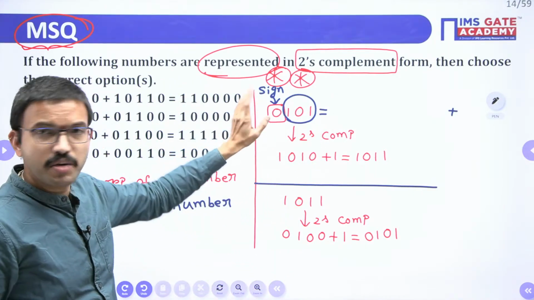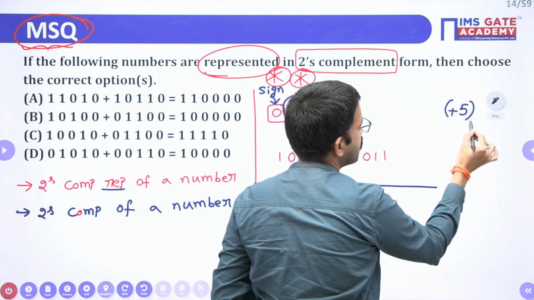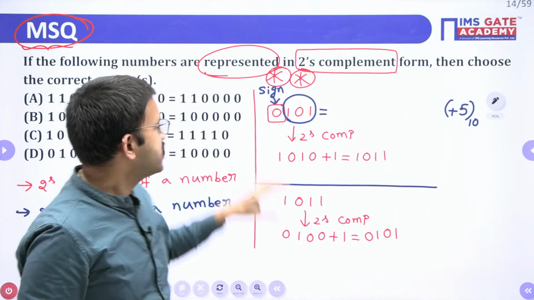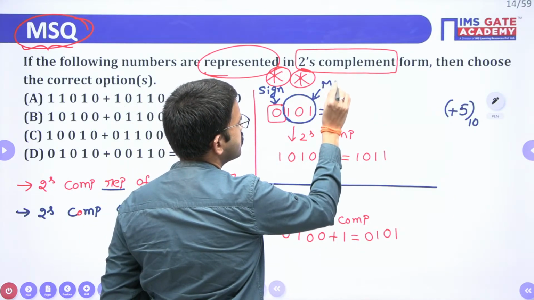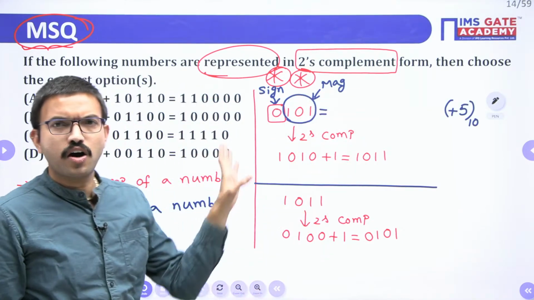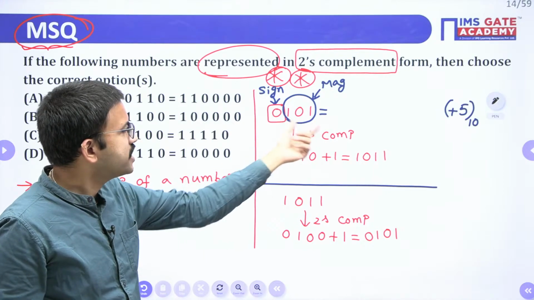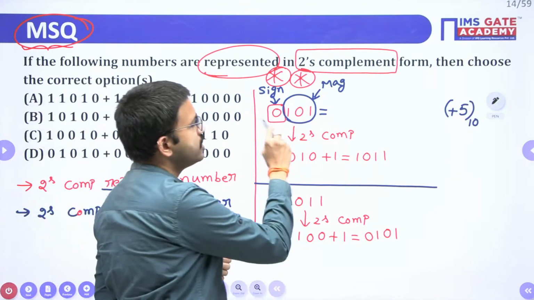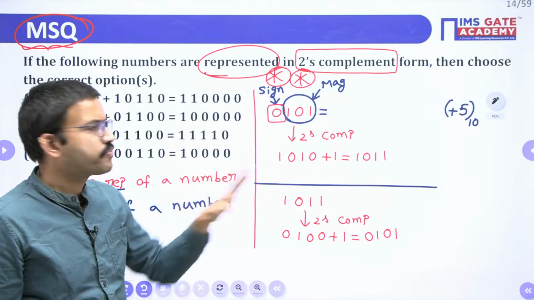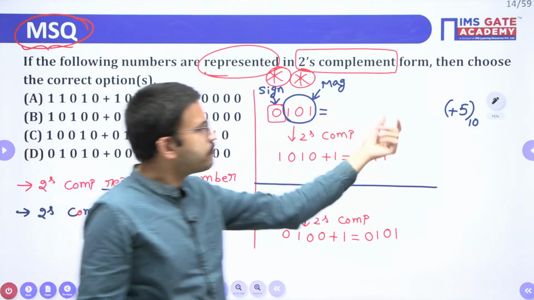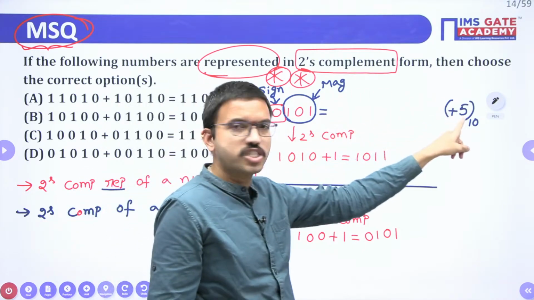Whenever the sign bit is 0, it is a positive number. The remaining bits will give the magnitude. 101 is nothing but 5. Okay. So this is the sign magnitude form. For all positive numbers, the starting bit, the sign bit, will be 0 and the remaining bits will give the magnitude. So 0, 1, 0, 1 is nothing but plus 5 in sign magnitude form, 1's complement form and 2's complement form. In all three forms, the same representation is valid for a positive number, whatever the 4-bit number you have.